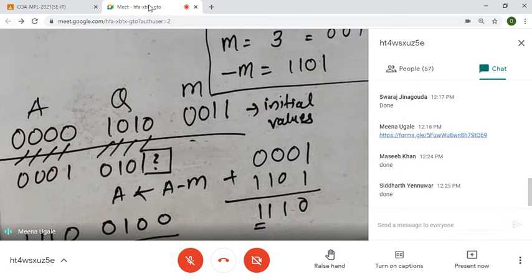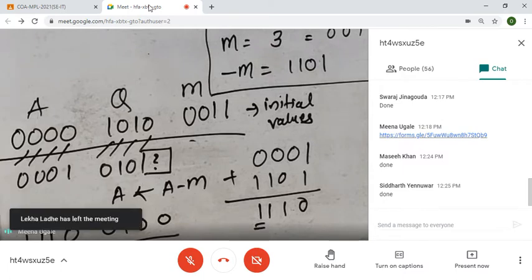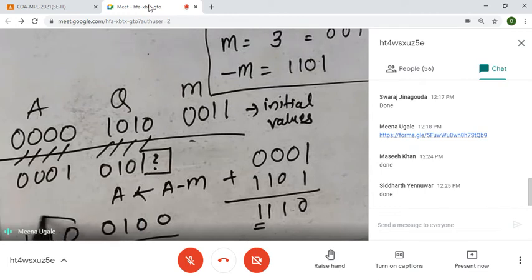Check your flow chart. One cycle is done. Count will be decremented by 1. 4 has become 3. Now I will check this A greater than or equal to 0. First condition in the flow chart. Now this is the value you have in A. Is it greater than or equal to 0?